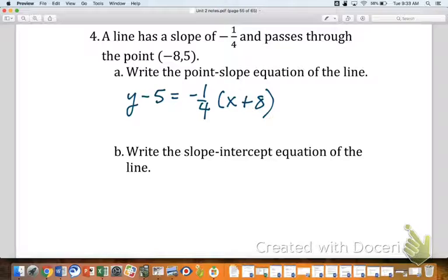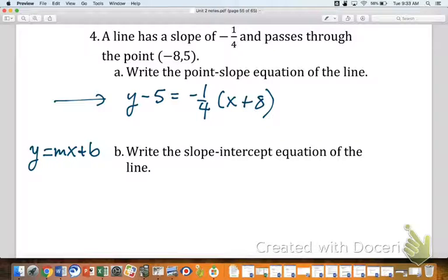It says write the slope-intercept equation of the line. So here's what we can do. I can take what we just wrote for point slope, and we can basically convert it over to slope-intercept form. Let's remind ourselves that slope-intercept form is y equals mx plus b. So essentially what we need to do here is simplify and then solve for y. So Irene, any suggestions on what I could do with the answer for A that would start leading me towards B?